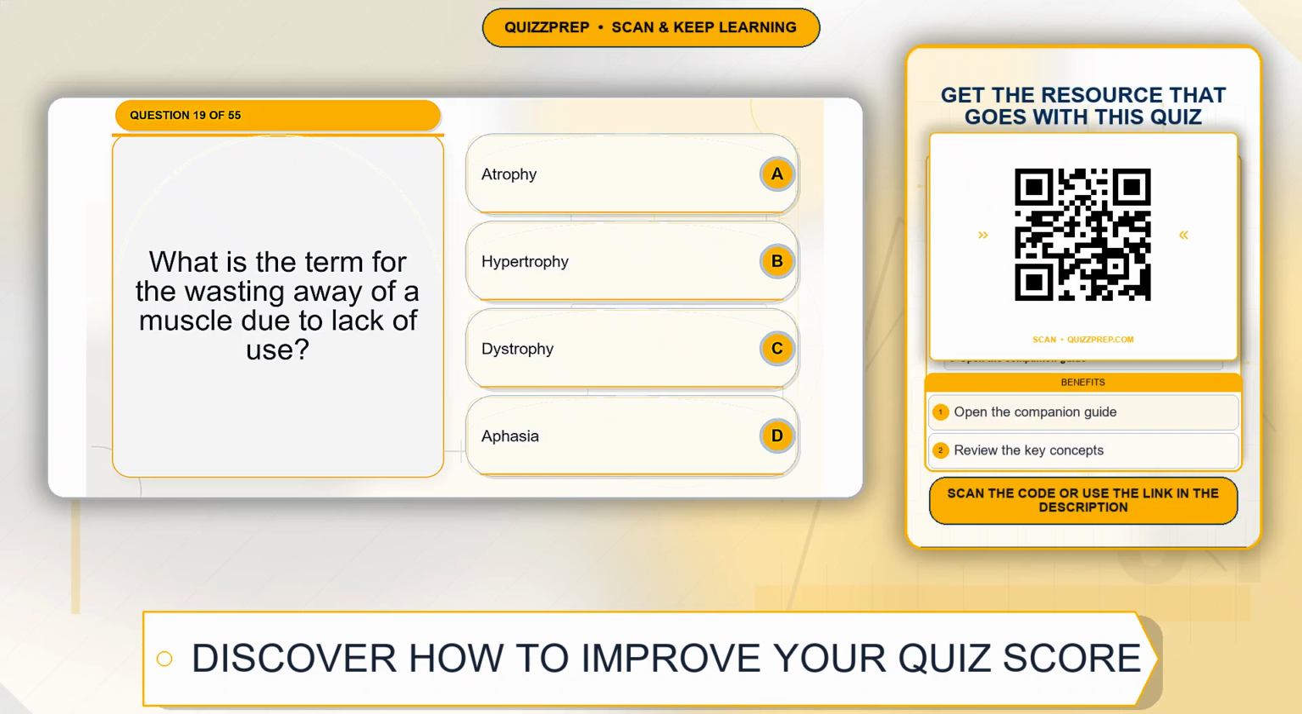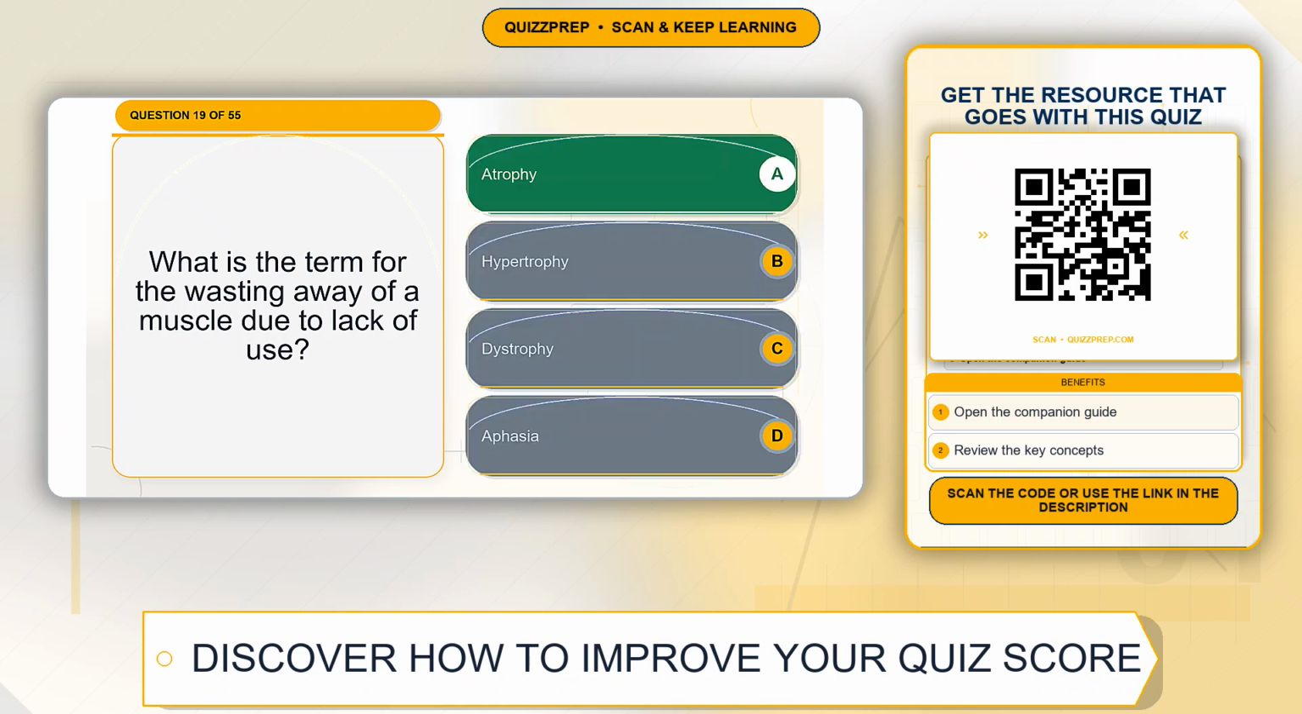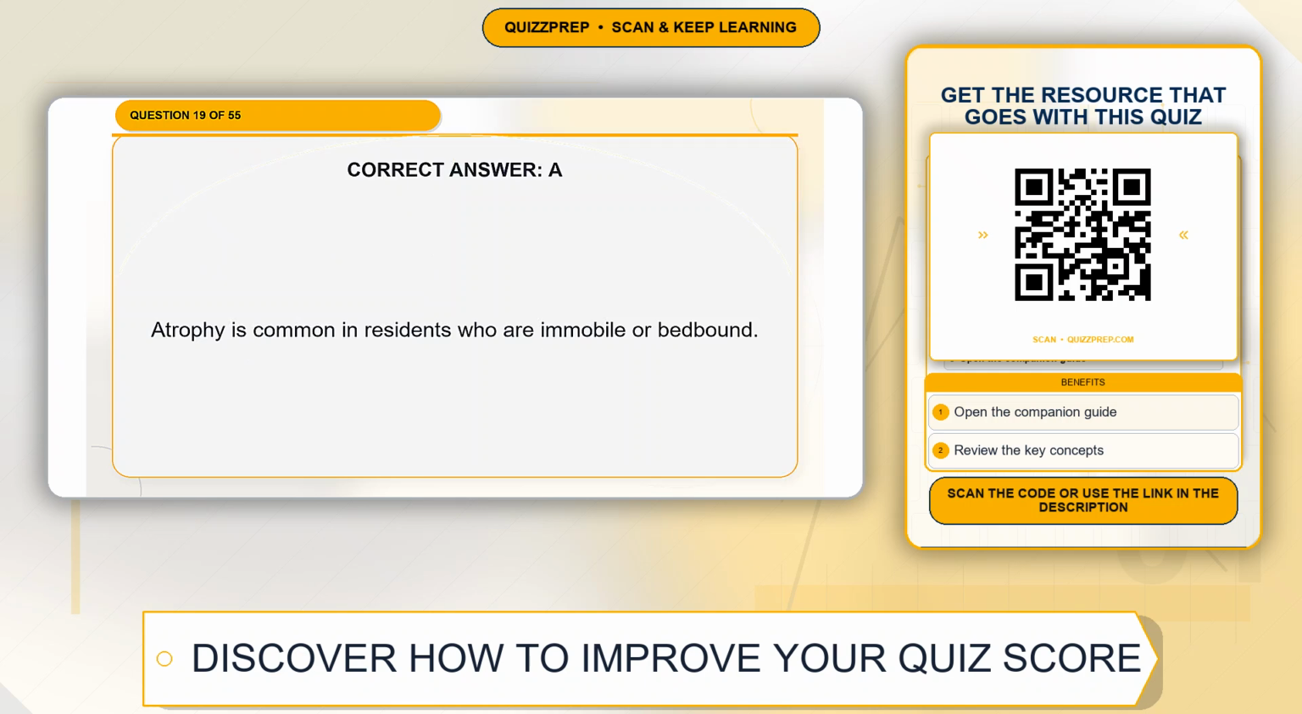Question 19. What is the term for the wasting away of a muscle due to lack of use? Option A, atrophy. Option B, hypertrophy. Option C, dystrophy. Option D, aphasia. The correct answer is option A, atrophy. Explanation: atrophy is common in residents who are immobile or bedbound.